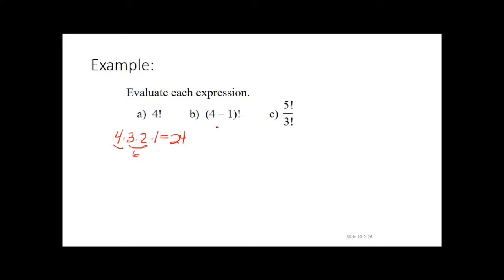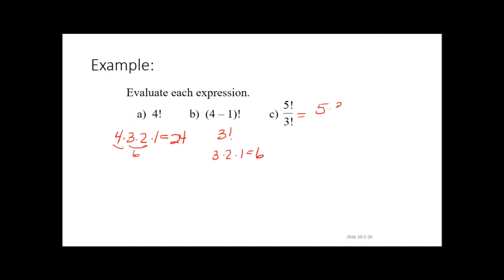Be careful if you have something with parentheses like this one. 4 minus 1 comes first before the factorial. This does not equal 4 factorial minus 1 factorial. So you're going to just say 3 factorial, which is 3 times 2 times 1, which is 6. And then here we have 5 factorial over 3 factorial. You cannot do any operations with the 5 and the 3 until you've worked out the factorial part.